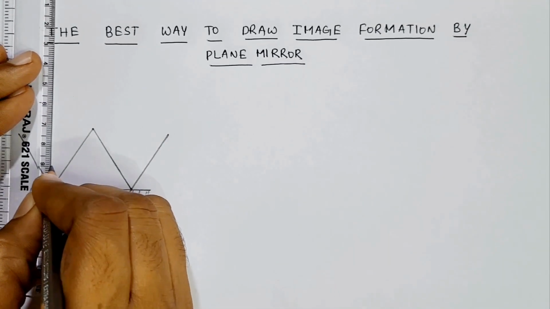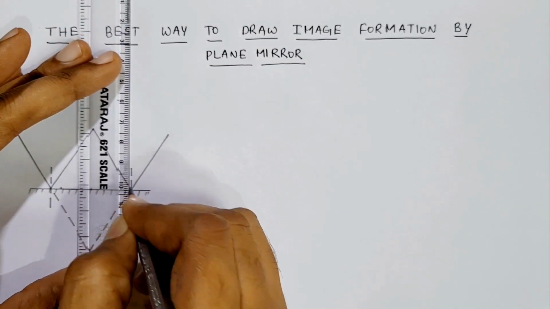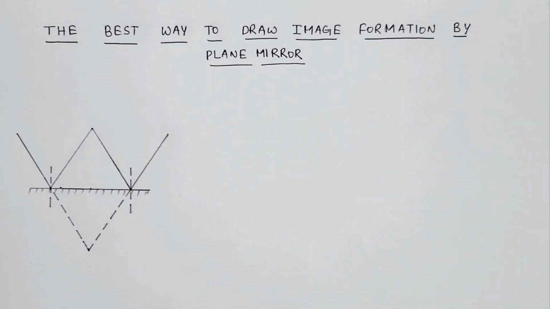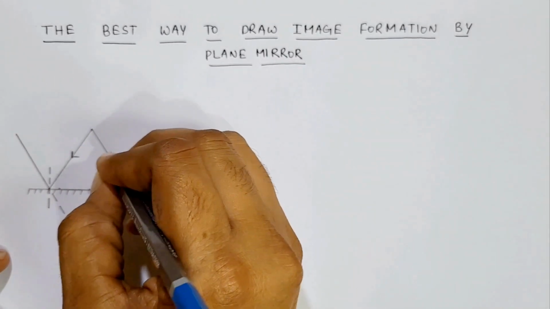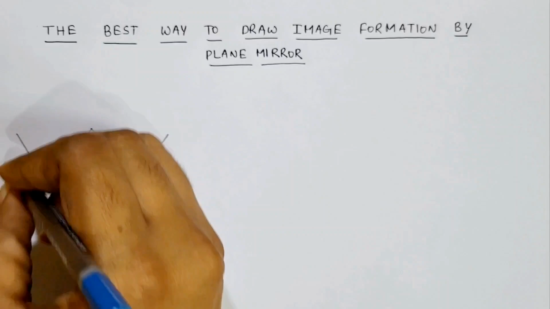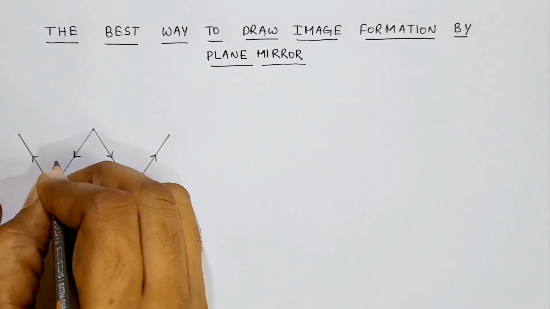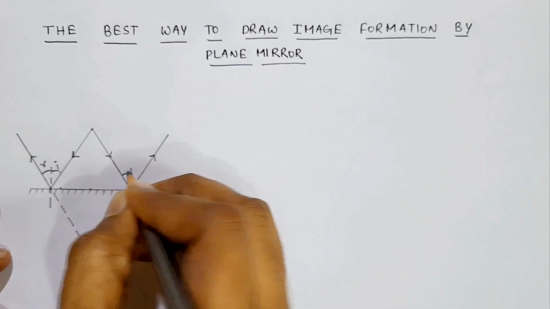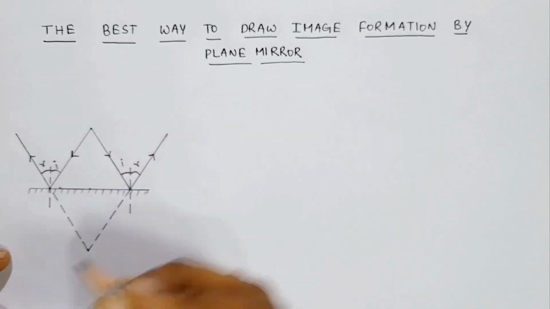Here we have to draw the normal, and here one more normal. This completes the ray diagram. Now these two are incident light rays, so mark the light rays' direction. This is an incident light ray, this is another incident light ray. This is one reflected light ray, this is another reflected light ray. And this is going to be the angle of incidence I, and this is going to be the angle of reflection R.